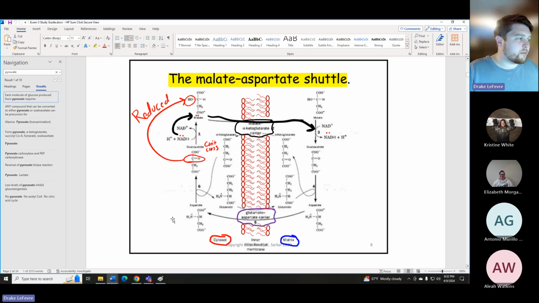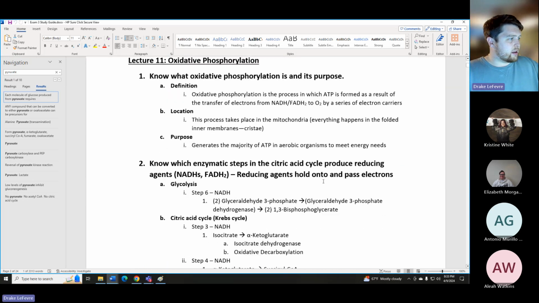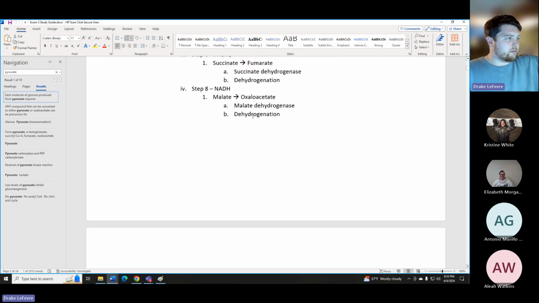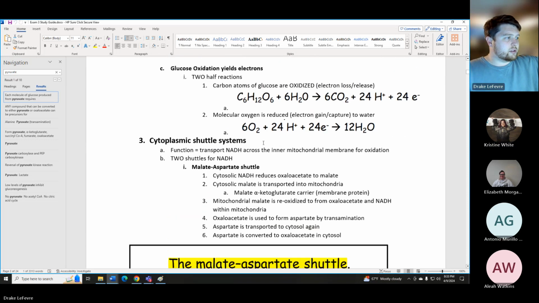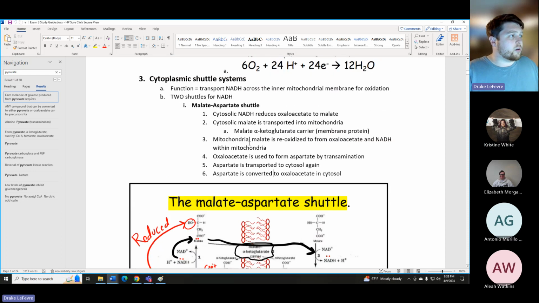So big things to remember here: glutamate gets exchanged with aspartate, and malate gets exchanged with alpha ketoglutarate, and that is how the electrons of the NADHs that were on the outside come to the inside in order to be used within the electron transport chain. And all of this stuff up here that we skipped is all the stuff that we generally talked about, rather than reading through all of this.